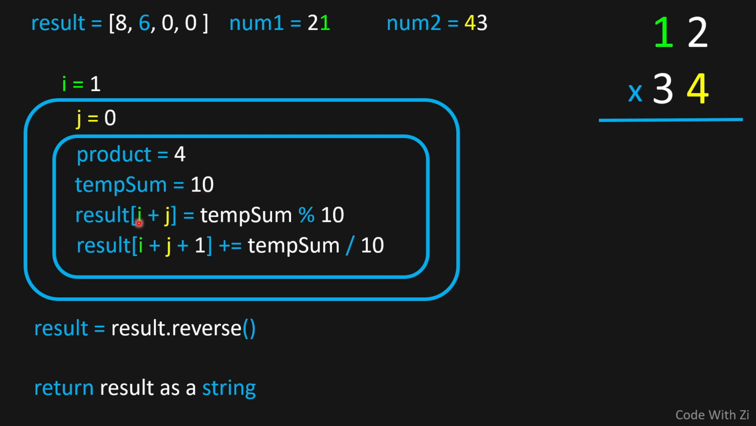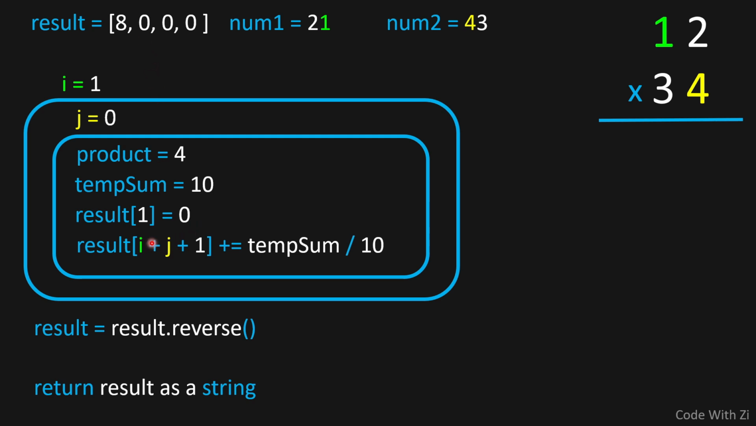Then we're going to look at this position, which is going to be 1 plus 0, which is going to give us this position here, should be equal to temp sum mod 10. Temp sum is 10, so result at the index of 1 should be equal to 10 mod 10, and that's going to give us 0. So we're going to add 0 here.